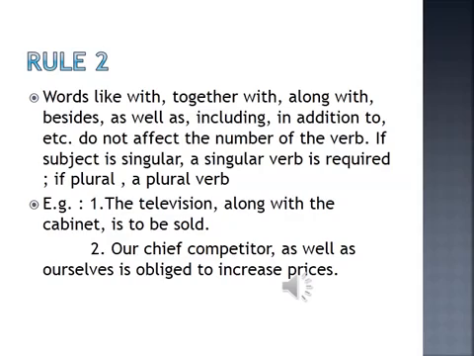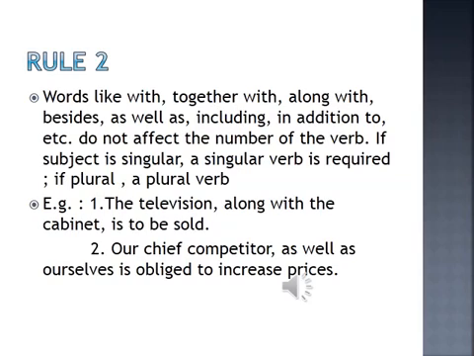Rule number 2 on spotting the errors. Words like with, together with, along with, besides, as well as, including, in addition to, etc. do not affect the number of the verb. If the subject is singular, a singular verb is required. If the subject is plural, then a plural verb is required. For example, the television along with the cabinet is to be sold.